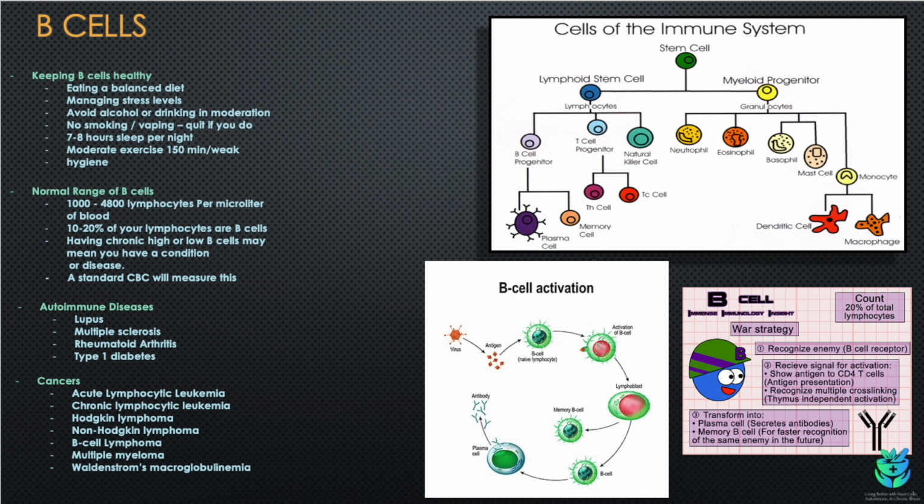Problems with your B cells, the autoimmune diseases, tend to be lupus, MS, rheumatoid arthritis, and type 1 diabetes. If your B cells are out of control, it can cause a lot of blood cancers, such as acute and chronic lymphocytic leukemia, non-Hodgkin's and Hodgkin's lymphoma, B cell lymphoma, multiple myeloma, and Waldenstrom's macroglobulinemia. And remember, that last one is a very slow growing cancer. If you have spleen pain, pancreas pain, and lymph node pain, please take this seriously.